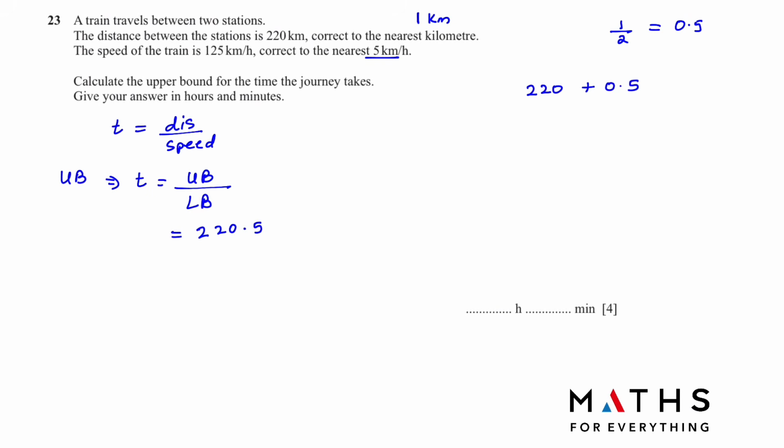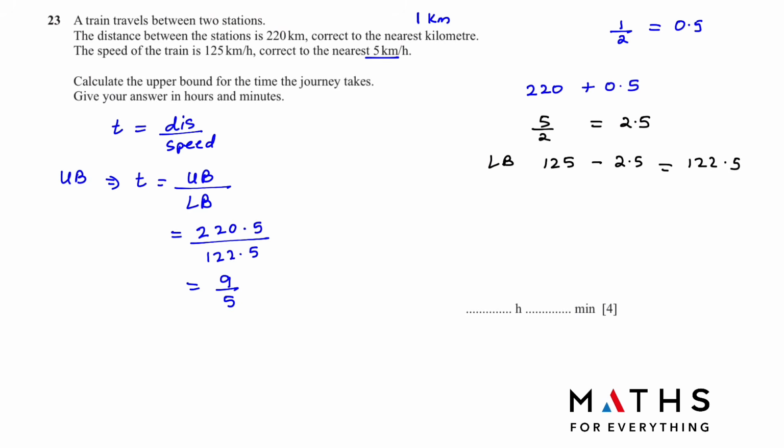For the speed of the train, it is correct to the nearest 5 kilometers. Divide the 5 by 2. What do you get? 2.5. Because we want the lower bound, from 125 you subtract 2.5, you will get 122.5. So we divide by 122.5. Put this in the calculator and you will get 9 over 5.